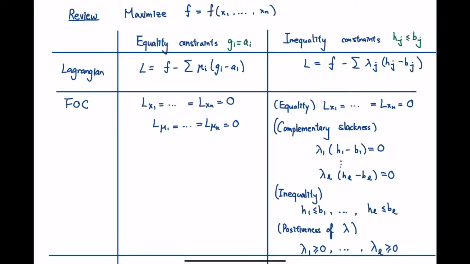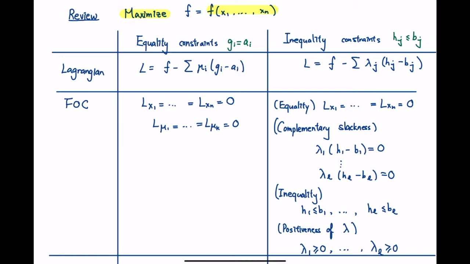Before I move on to the new materials, I want to do a little recap from what we did last week. Last week, we began with optimization of functions. In particular, we focused on maximizing an objective function in n variables. And we discussed two situations.